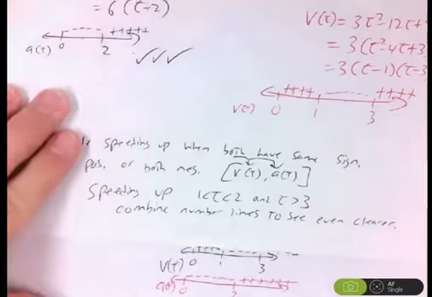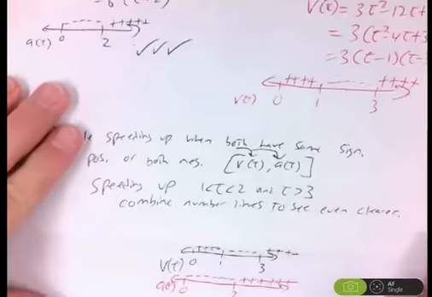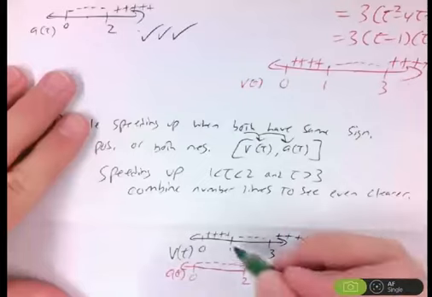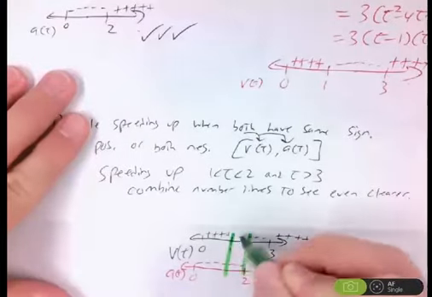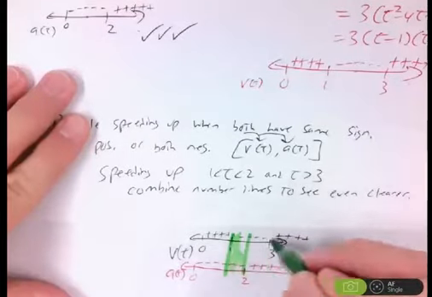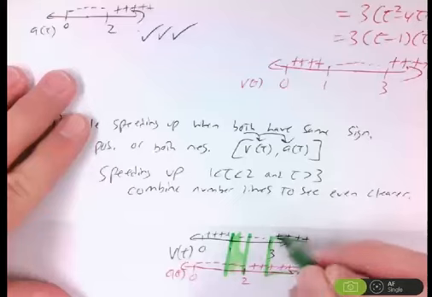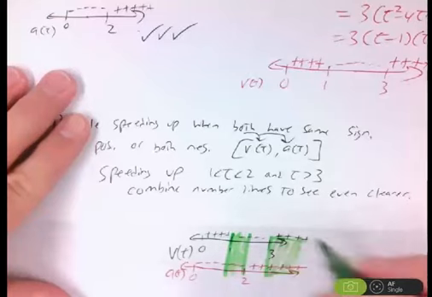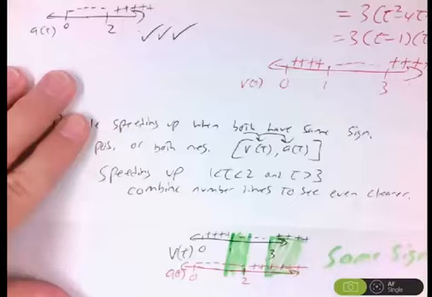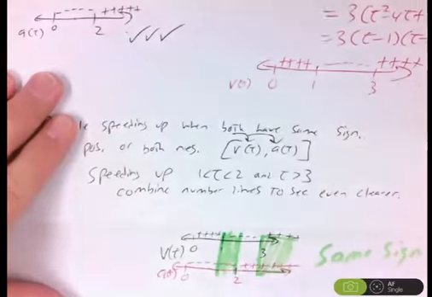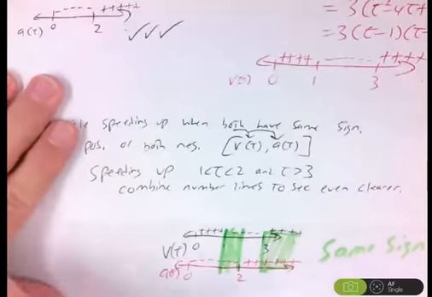Right? In the beginning, 0 to 1, velocity is positive, but acceleration is negative. That's slowing down. So between 1 and 2, they're both negative. That's why I shade that in. And then after 3, they're both positive. So they're both speeding up intervals. One might be speeding up in the negative direction, but that's okay. It's still speeding up. They have the same sign. That's what it means to speed up.